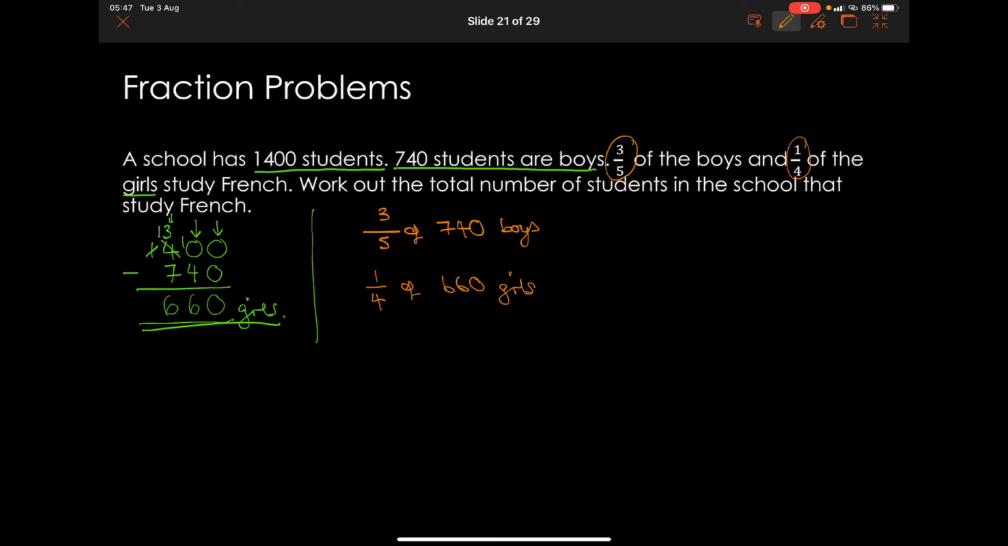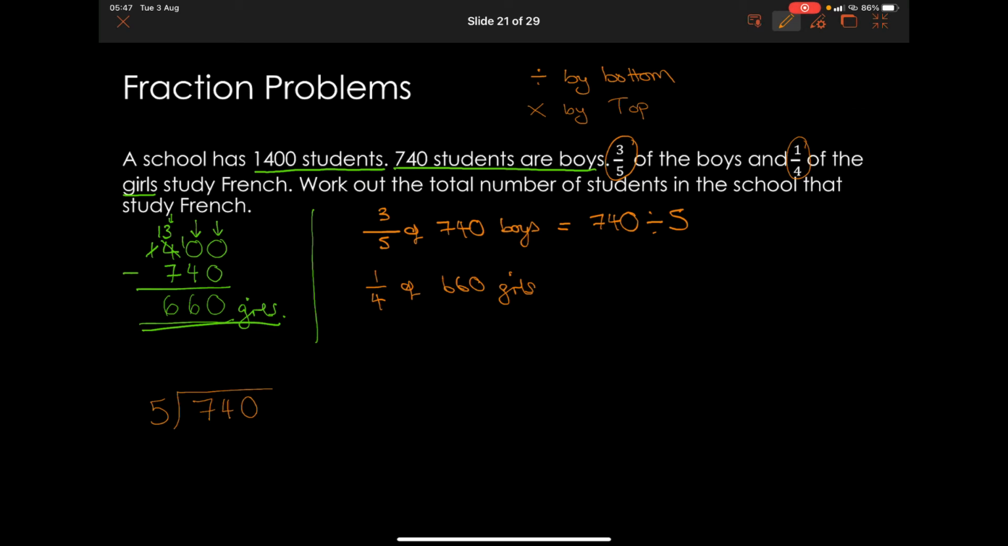Well, second. Now, 3/5 of 740, that means that I've got to do 740. I've got to divide it by the bottom number, remember? Divide by bottom. So divide by 5, and then I'm going to times it by the top. So let's divide by the bottom first. 740 divided by 5. Okay, so I'll give you some practice doing your bus stop method.